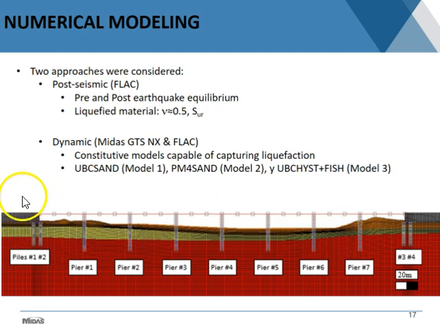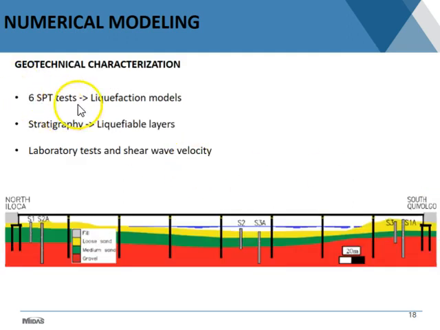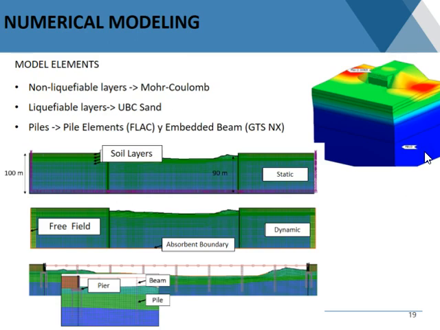Going from Iloca, so this is from north to south, you have piles 1, 2, then piers 1 to 7, and then piles 3 and 4. Now, I already mentioned that to do this, we just used information coming from the SPT. We knew what the liquefiable layers were, and we also used some information coming from lab tests and shear wave velocities at this site.